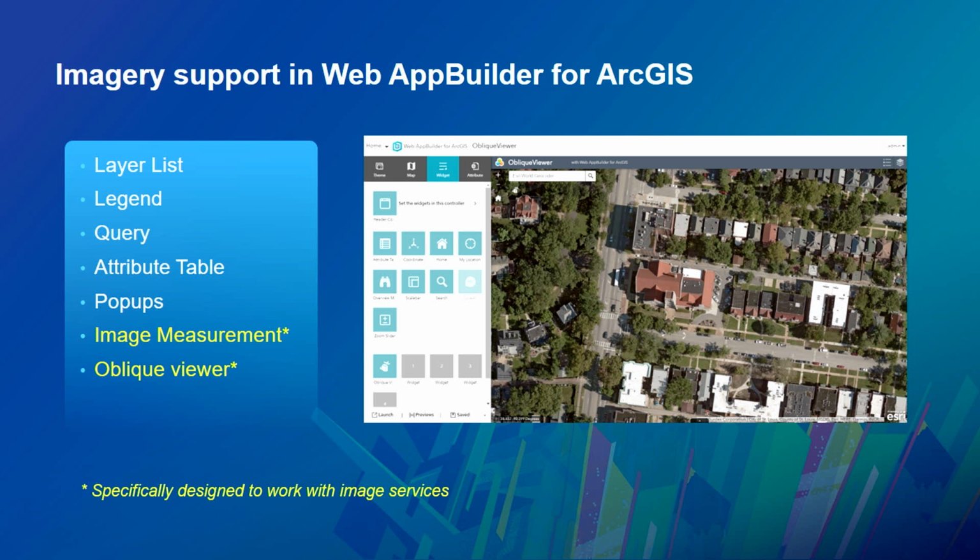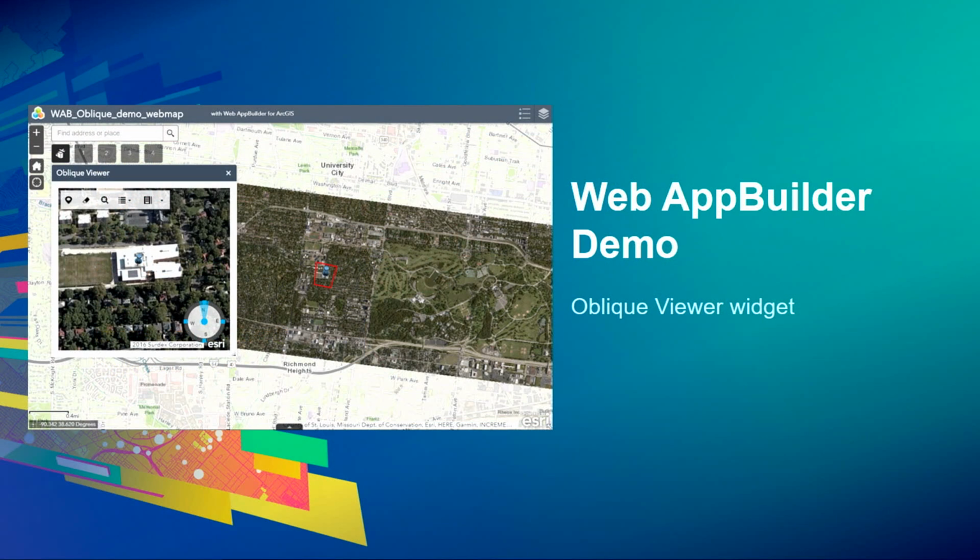Web AppBuilder includes many out-of-the-box widgets such as layer list, legend, query, attribute table, pop-ups, and so on. These widgets provide fundamental functions to easily create web apps. And there are two out-of-the-box widgets specifically designed to work with image services. The image measurement widget allows you to perform measurements on image services with a mensuration capability, and the object viewer can display images in a native coordinate system using an image coordinate system. Next, I would like to show a demo of how to quickly create a web app using the Web AppBuilder with those two widgets.